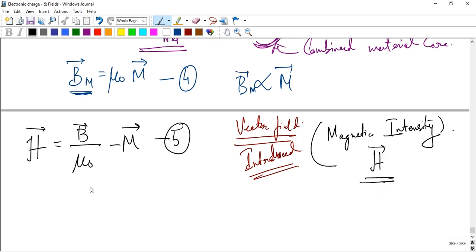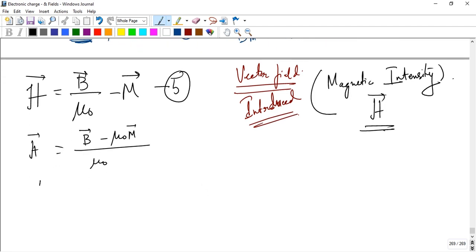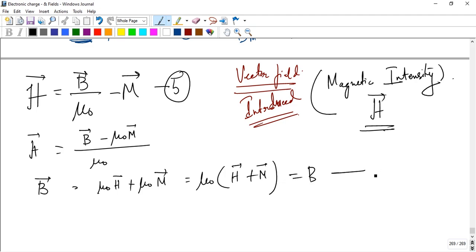Now, solving from equation 5, taking the LCM, mu naught H equals B minus mu naught M. Moving the term to the left side, we get B equals mu naught times H plus mu naught times magnetization M. Taking mu naught common, B equals mu naught times (H plus M). That is equation number 6.